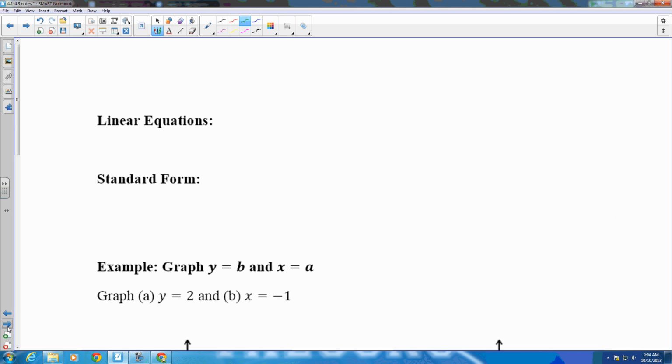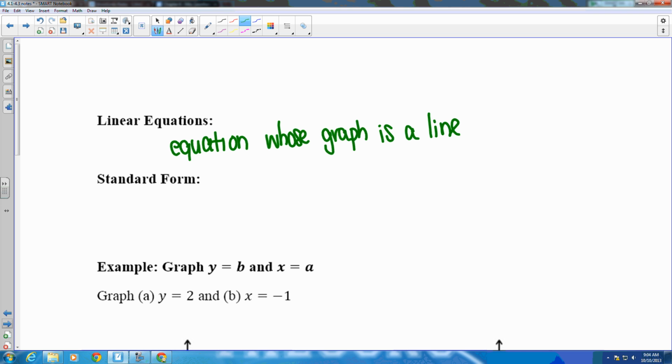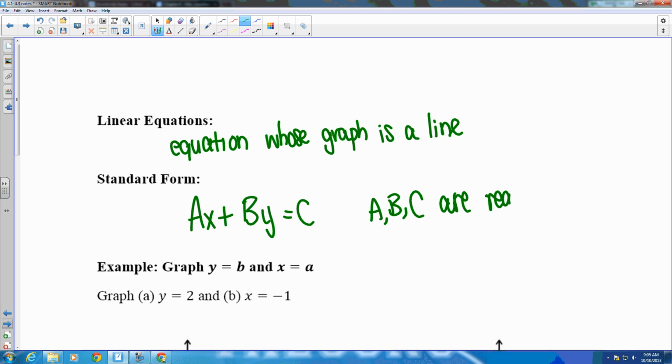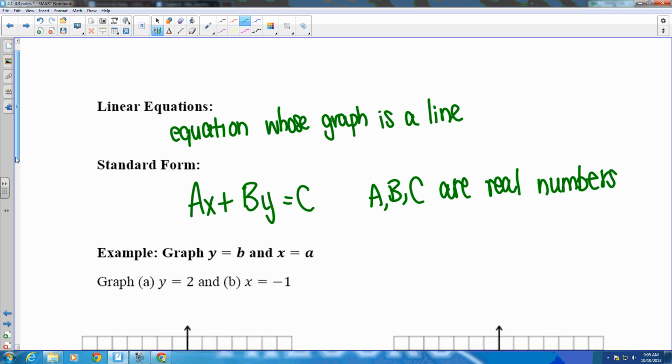Okay, here's a couple of definitions. A linear equation is an equation whose graph is a line. That's pretty straightforward. You graph an equation and it gives you a line. That's called a linear equation. Standard form of a line is a times x plus b times y equals c, where a, b, and c are real numbers. Okay, so notice that has the x and the y in there. That's called standard form of a line.